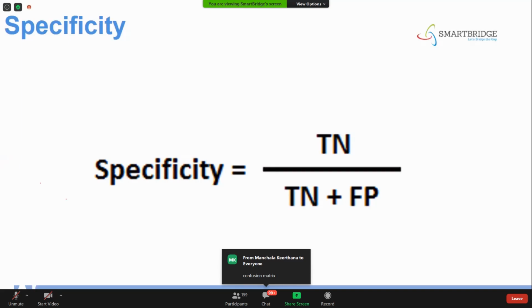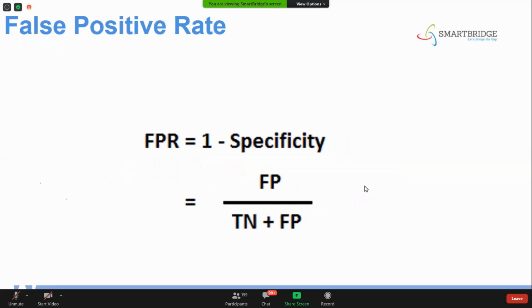In the same way, FPR will be 1 minus specificity. So what is the formula of specificity? True negative divided by true negative plus false positive. Now you got specificity. That's really great. Now FPR, I told you, right? 1 minus specificity, or you can also calculate it as false positive divided by true negative plus false positive.